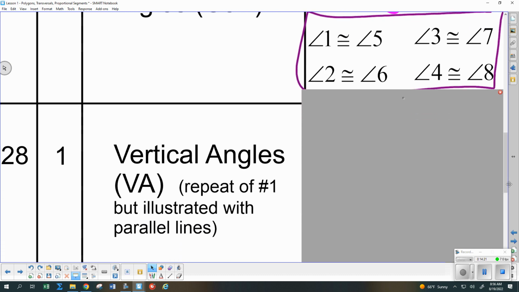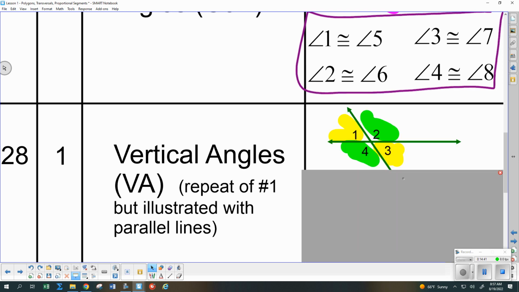Now, our next one, vertical angles. I know we've already done vertical angles, way back number 1, I think, on our list. But so many times students forget about vertical angles when we have 3 lines in the picture. But it's okay to just look at a part of a picture.